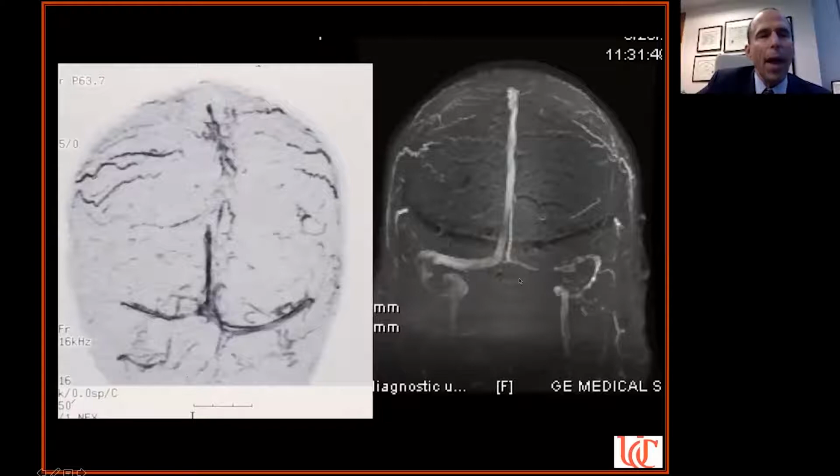Here's another. This is an MRA or MRV as well. Here's the nice-looking superior sagittal sinus. Here's the normal right transverse sinus and the narrowed and stenotic left transverse sinus. So when this occurs, the pressure goes up on the venous side, and then in turn the pressure goes up in the spinal fluid and can cause papilledema.